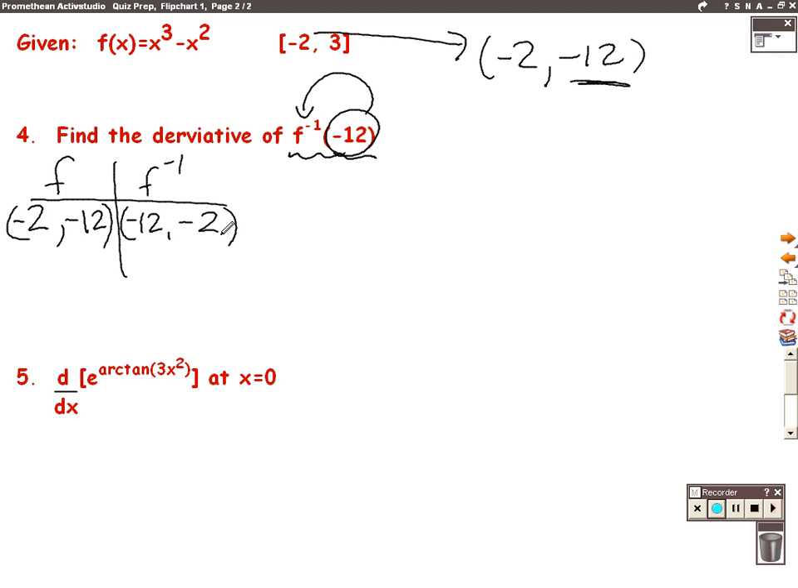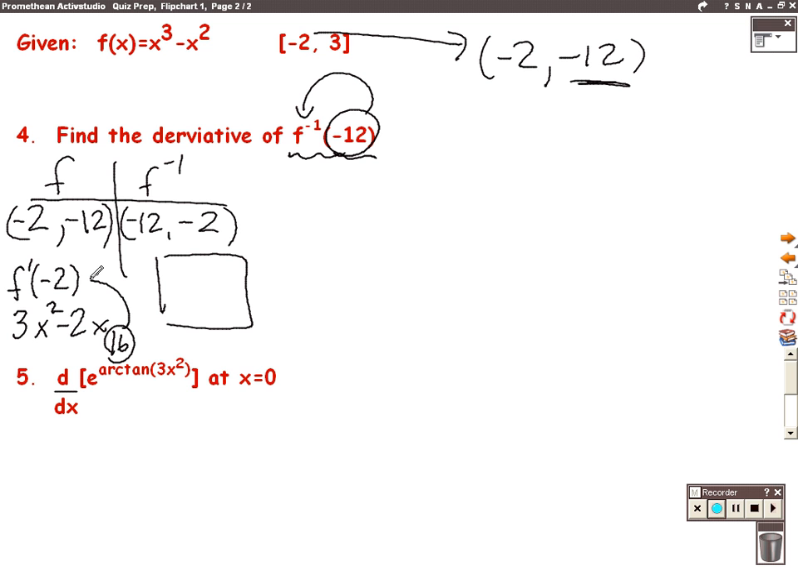These two are corresponding points on inverse functions, so we're going to find the derivative on the original function at negative 2. Once we find that, we're going to take the reciprocal and we'll have the derivative on its corresponding point. The derivative of this function, as we already know, is 3x squared minus 2x, and when we substitute negative 2 into that, we will get positive 16 for the derivative at negative 2, meaning that the corresponding point would have a derivative of 1/16. So remember, for inverse functions, you switch the x and y's on the functions, and then for the derivative, you find the derivative on f, and then take the reciprocal, and it'll give you the derivative on the inverse.